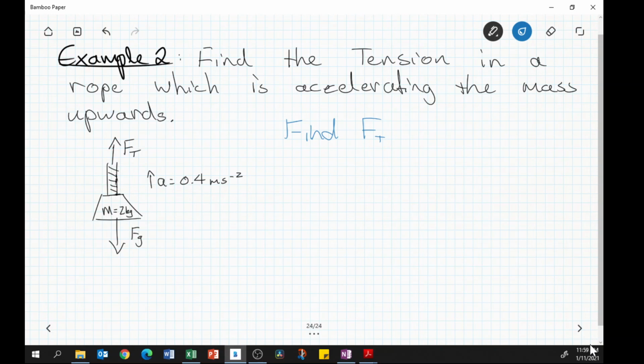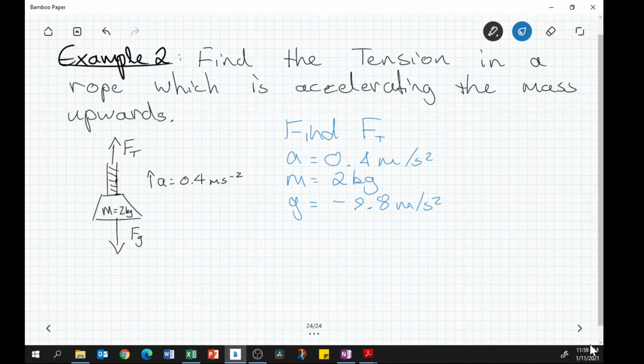What do we know? Let's list out our knowns. We know that acceleration is equal to 0.4 meters per second squared. We know that mass is equal to 2 kilograms. Is there anything else we know? Gravity, yep, don't forget. Gravity is equal to... Now, again, we've got to make our choices about our negatives here. Let's set gravity to be a negative acceleration. Excellent.